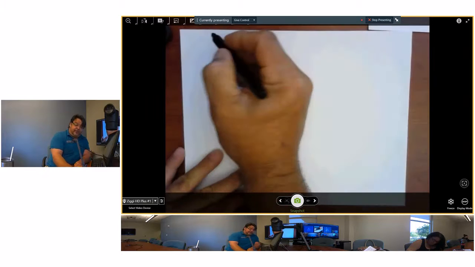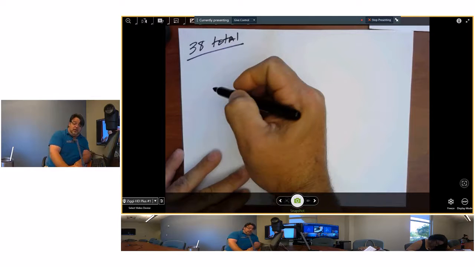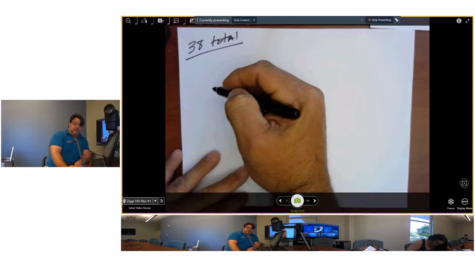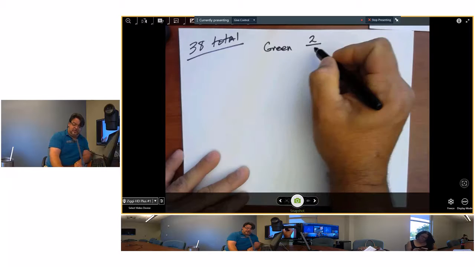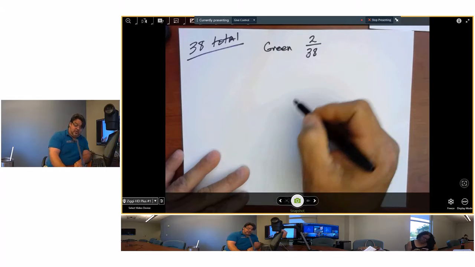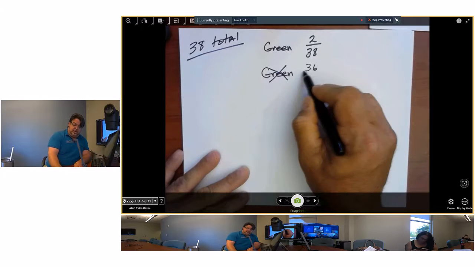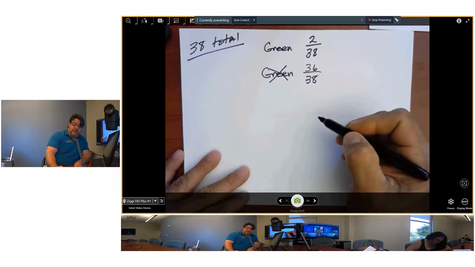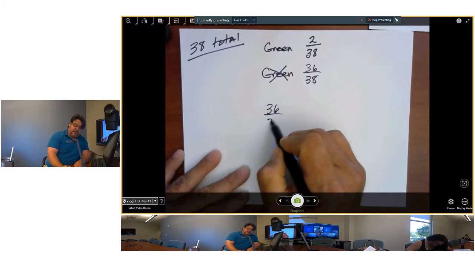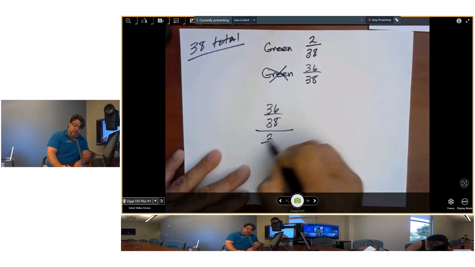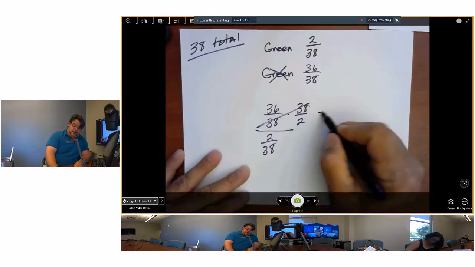All right, so we got 38 slots total. How many are green? 2. That's not a problem. 2 out of 38. So not green, put GREEN and put an X through it, is 36 out of 38. So green is success, so odds against is going to be 36 over 38 divided by 2 over 38, multiplied by 38 over 2. That's 18 to 1.